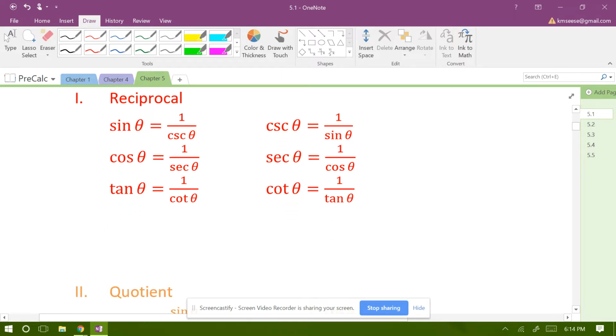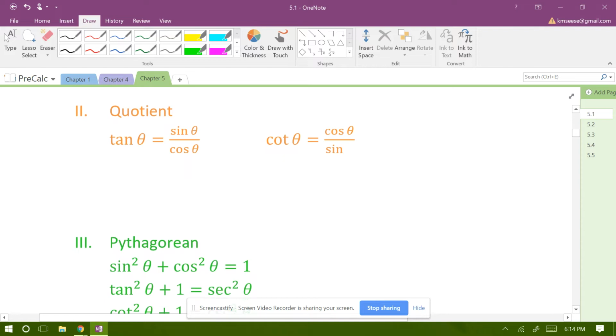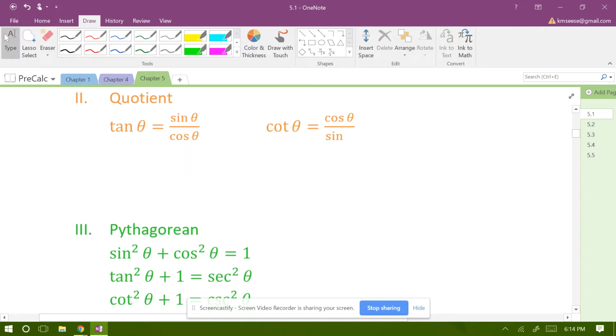The next set of identities that we're going to talk about are quotient identities, another thing you should be familiar with. That's just knowing that tangent of theta is equal to sine of theta over cosine of theta, and cotangent of theta is equal to cosine of theta over sine of theta.